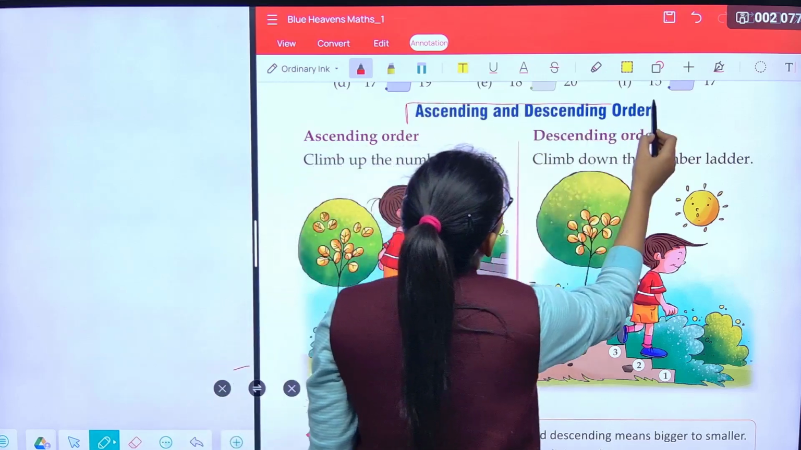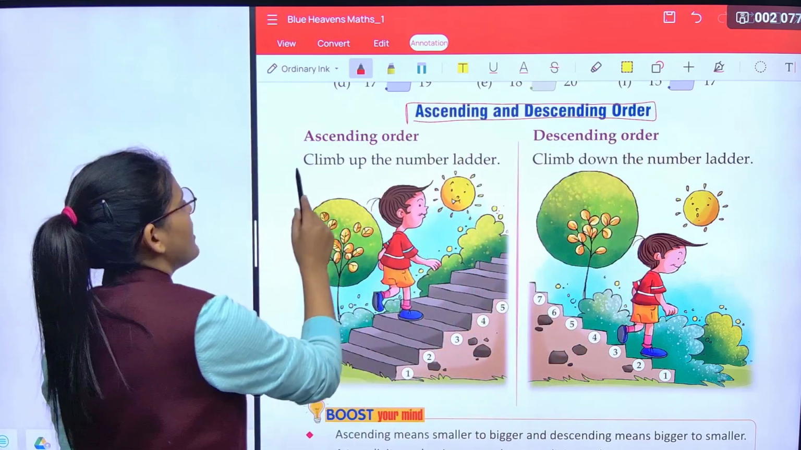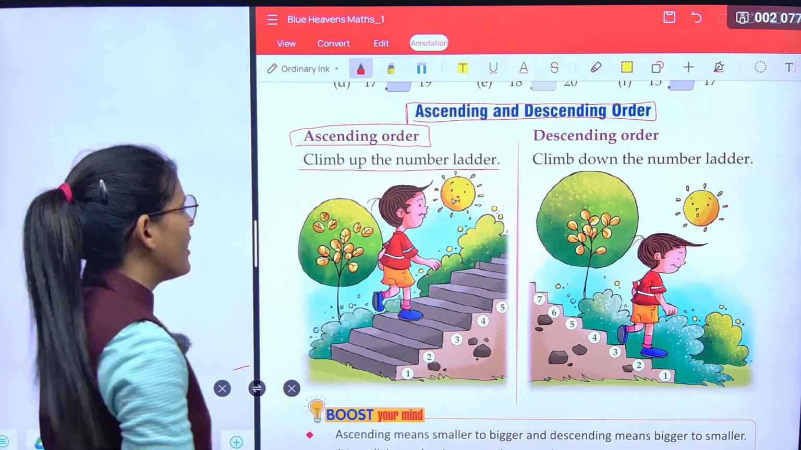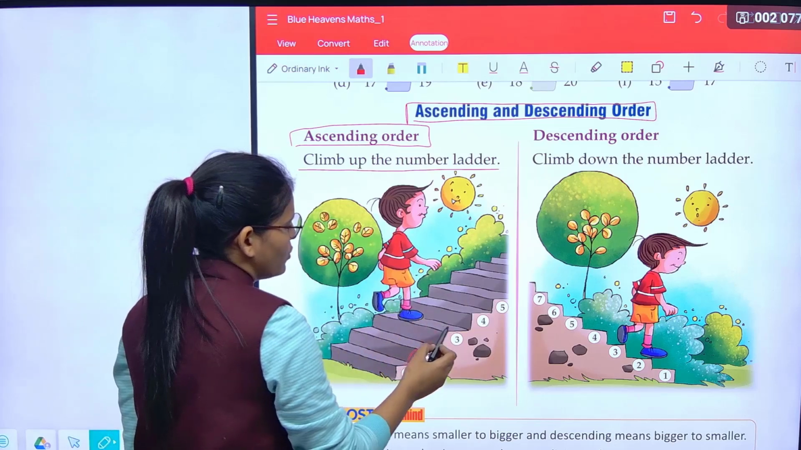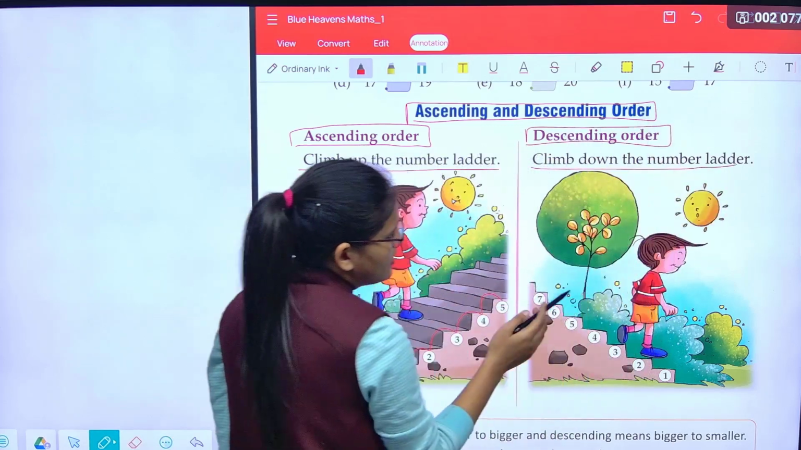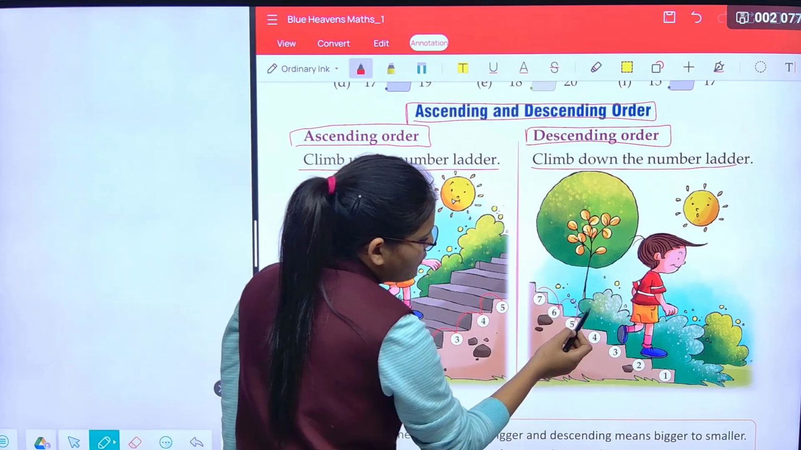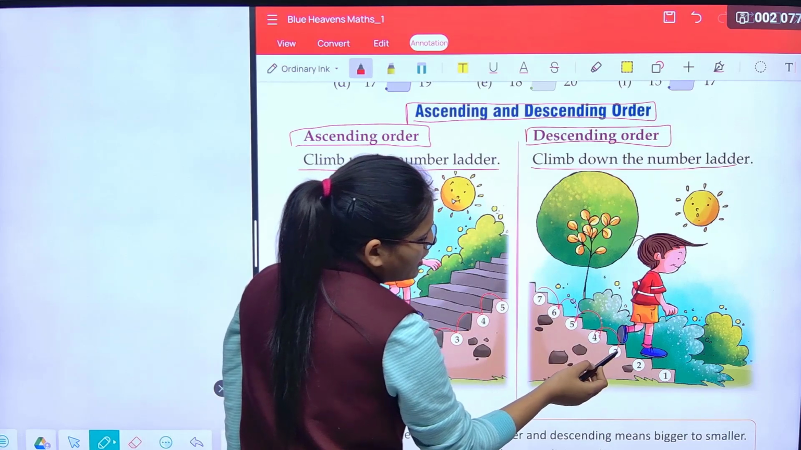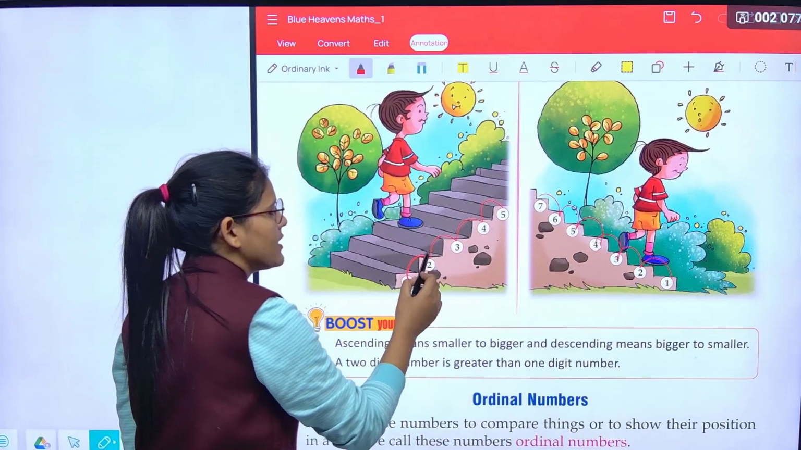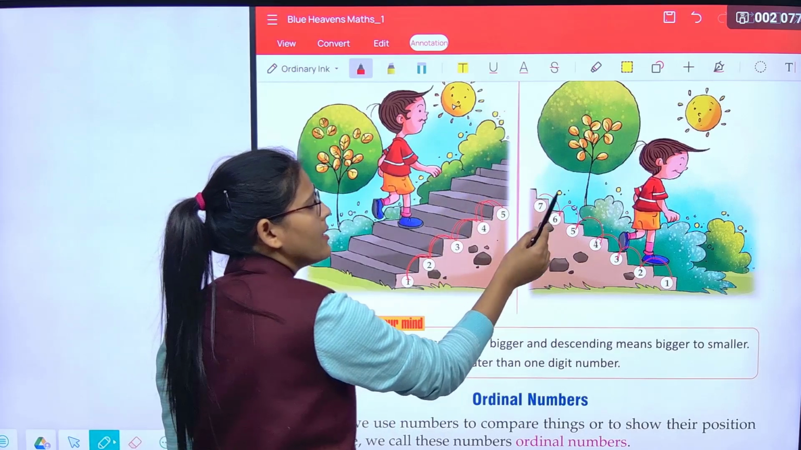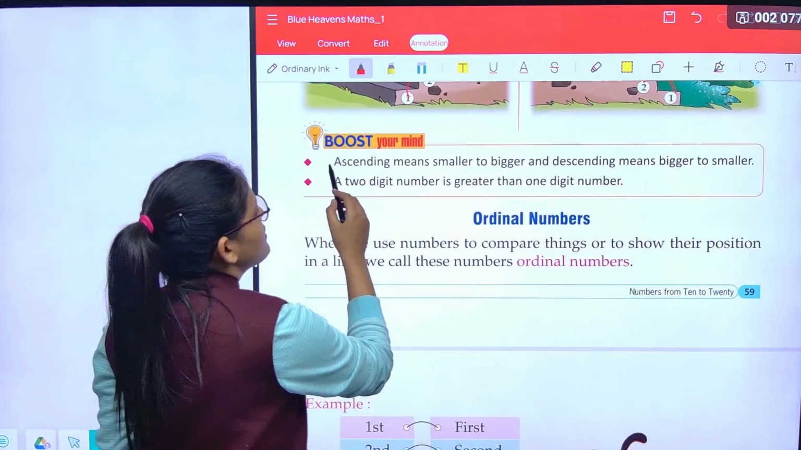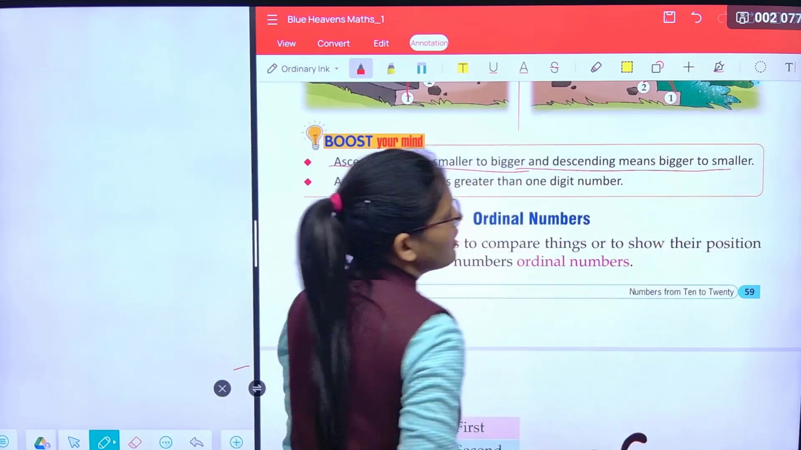Now class, come on ascending and descending order. Class, ascending means climb up the number ladder. Class, see, 1, 2, 3, 4, 5. Now descending means climb down the number ladder. Means 7 से 6, 6 से 5, 5 से 4, 3, 2, 1. Understand? In ascending class, हम सबसे छोटे नंबर से चलते हैं, फिर हम बड़े पर जाते हैं, और डिसेंडिंग में बड़े नंबर से छोटे नंबर पर. Understand? Now ascending means smaller to bigger and descending means bigger to smaller.